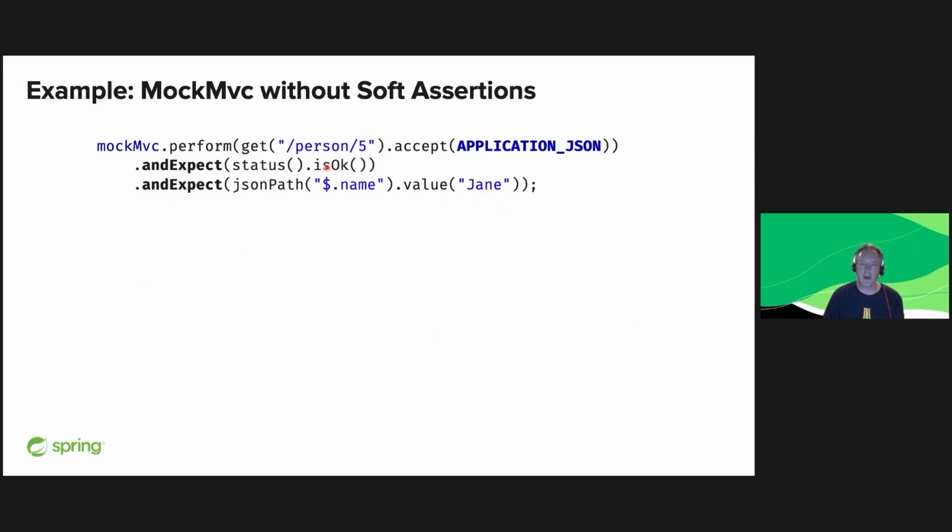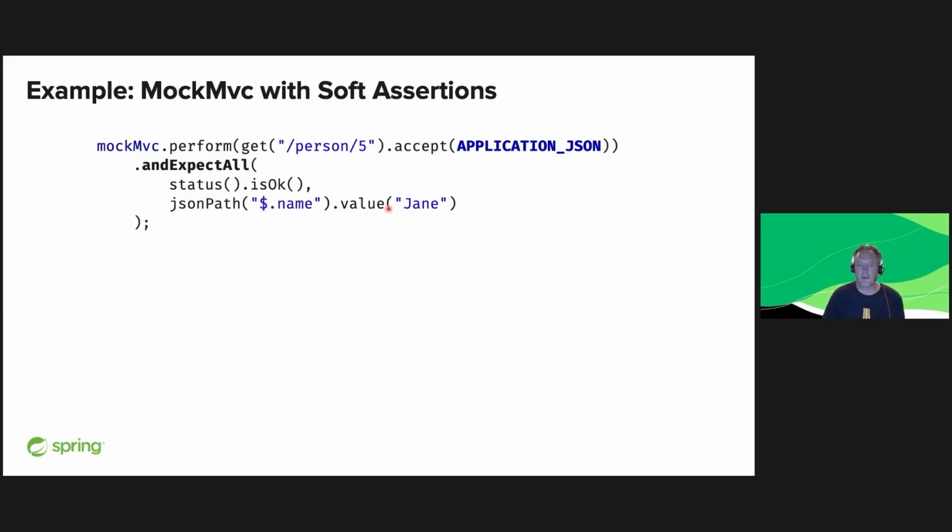Well, if we fix the code so that it returns okay, then we have to run the test again, and then it fails on the next line. So that's something we would like to avoid, and soft assertions help us to avoid that. So let's see how that can be fixed with 5.3.10.